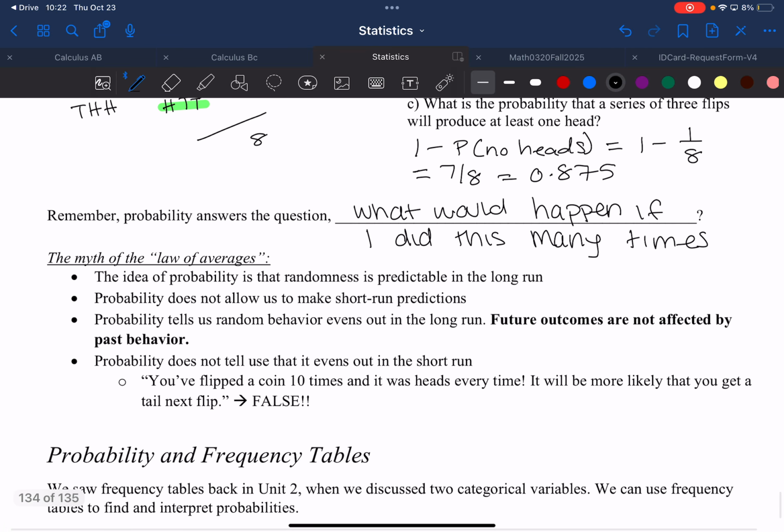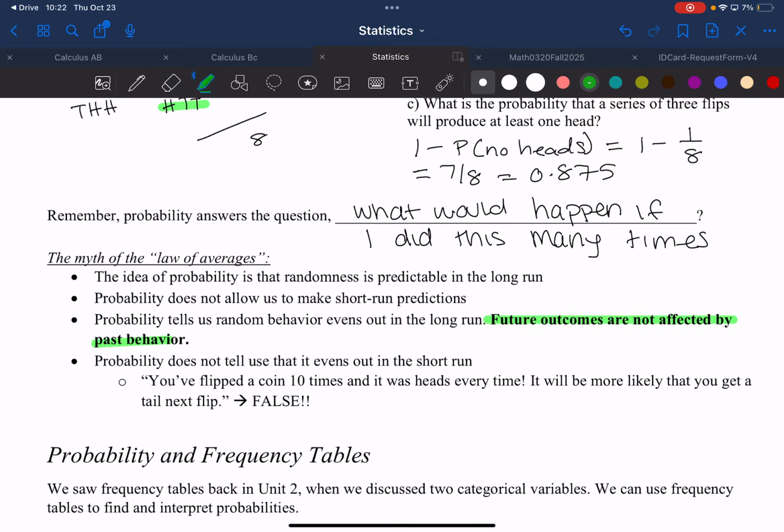The big thing here in this next part that talks about the myth of the law of averages is this bolded part: future outcomes are not affected by past behavior. What that means is, if you flip a coin and it lands on heads, does that mean the next time you flip a coin it will be tails? No, it's still a 50-50 chance of heads or tails.